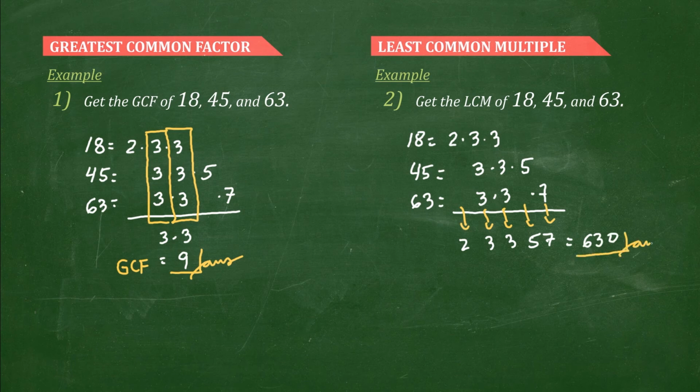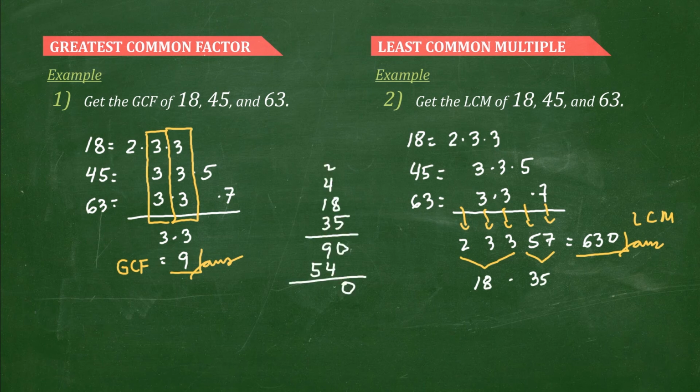Now, if you cannot do that mentally, you can group numbers any way you want. So let me write again these numbers that we brought down. 2, 3, 3, 5, and 7. 2 times 3 times 3 is 18. 5 times 7 is 35. Multiplying these, 18 and 35, we have 630. Same as what we got above.